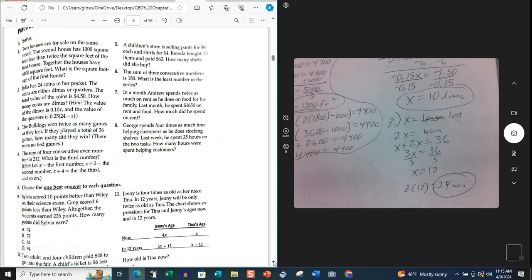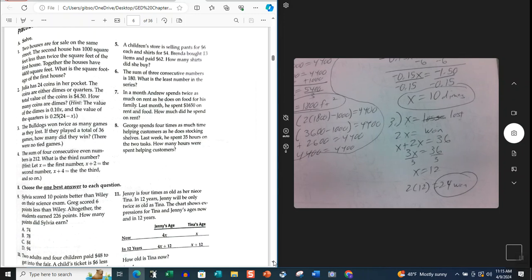All right, now, problem number 4. It says the sum of 4 consecutive even numbers is 212. What is the third number? Now they give us this. They said let x equals the first number, x plus 2 equals the second number, x plus 4 equals the third number, and so on.